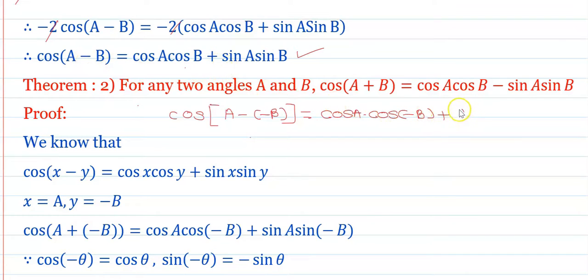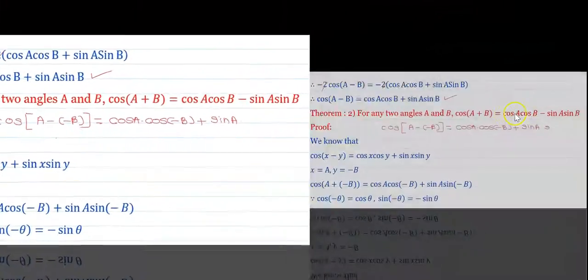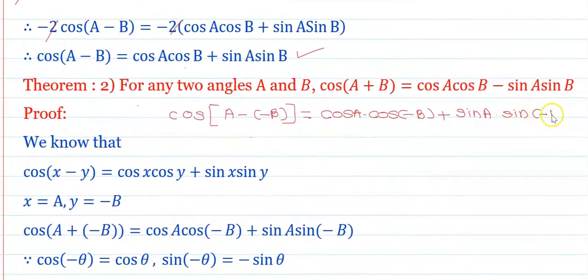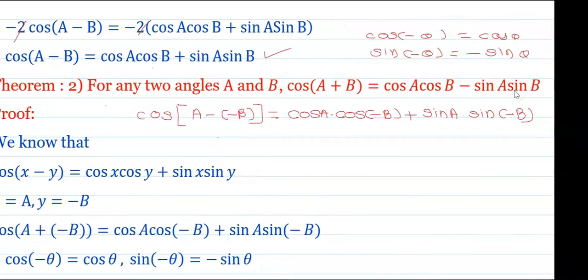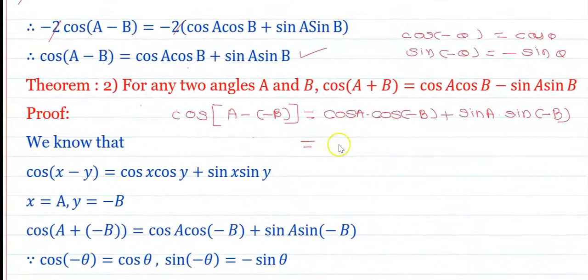Next, sin of A into sin of minus B. But we know one more result. What is that? Cos of minus theta is equal to cos theta. And sin of minus theta is equal to minus sin theta. Using this result, I will write this.